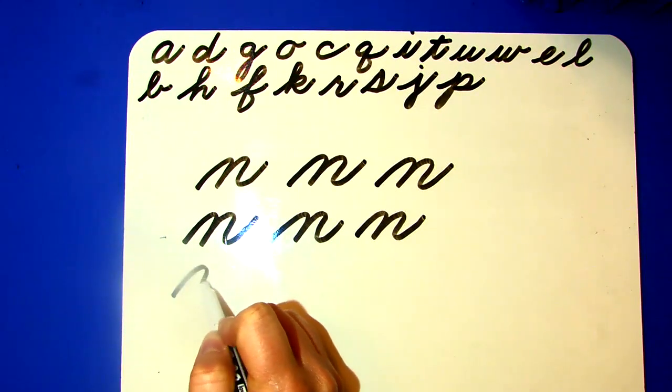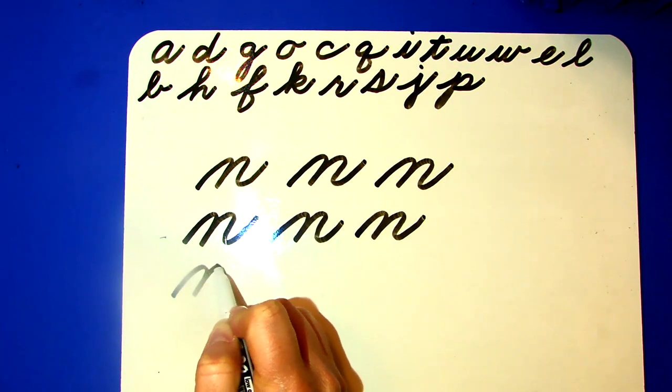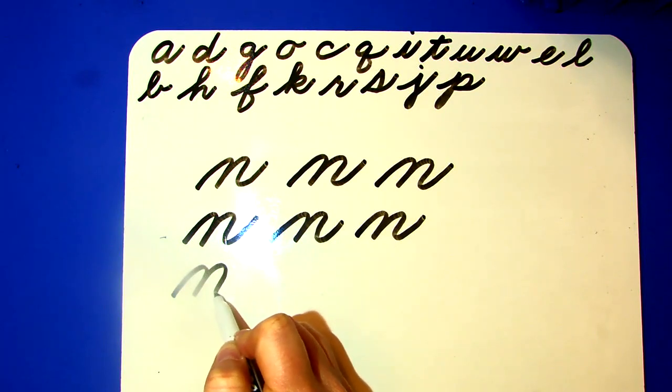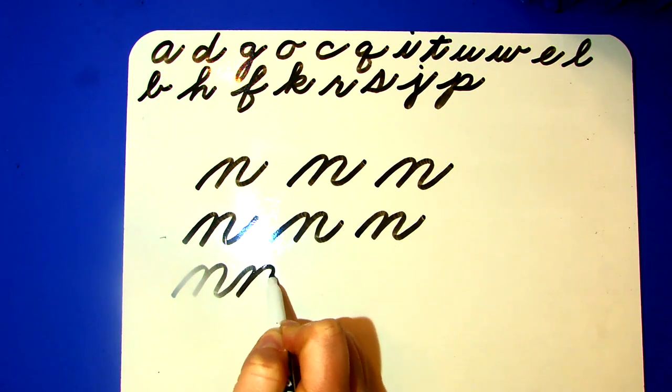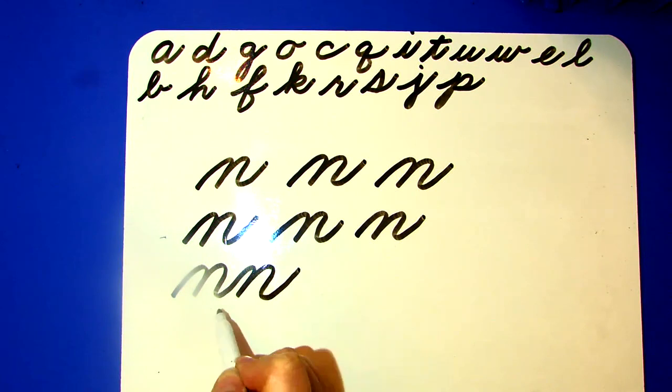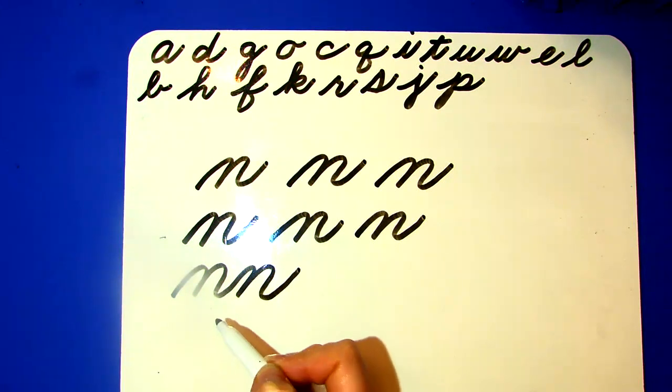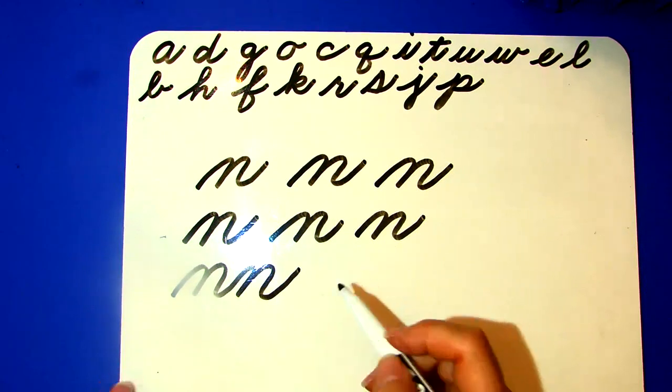Up and overcurve once, pull back. Up and overcurve twice, pull back. Watch. Undercurve, up and overcurve, pull back. Up and overcurve, pull back. Undercurve. Did you see that joining there? Let me show you again.